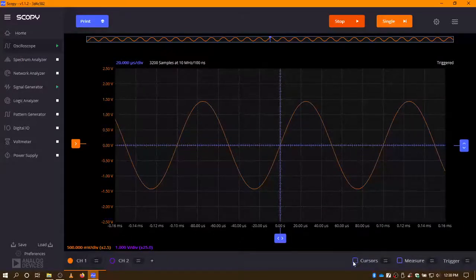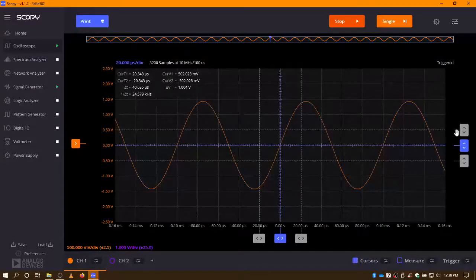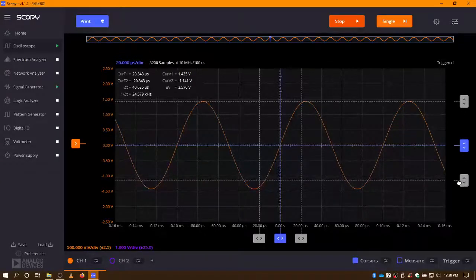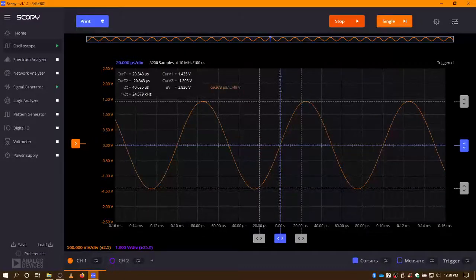Another feature is cursors, where you can use cursor measurements to take your measurements. So I'll move one cursor here, and that's the gray box there, and then I'll pull this one down. I'm holding on with my left mouse button, pulling down. And now I'll see my voltage difference between that cursor and that cursor. The top and bottom is about 2.83 volts.